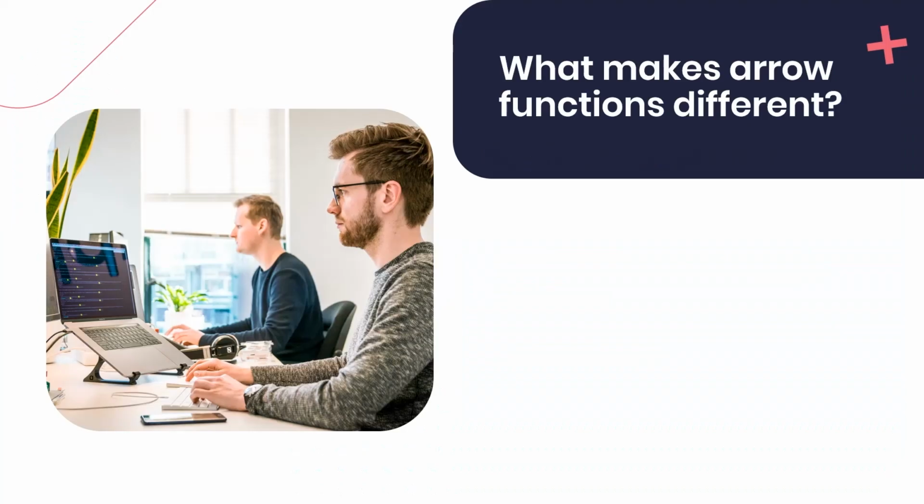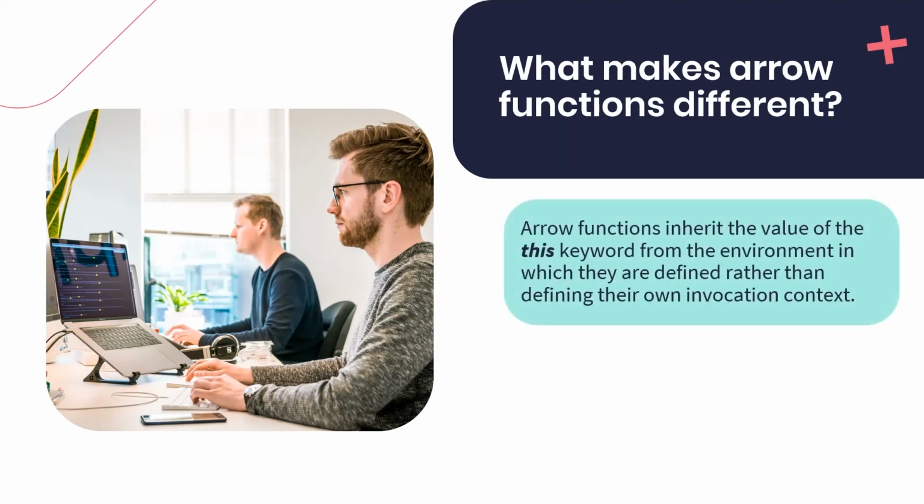Arrow functions differ from functions defined in other ways in one critical way. They inherit the value of the this keyword from the environment in which they are defined, rather than defining their own invocation context, as functions defined in other ways do. This is a very important and very useful feature of arrow functions.